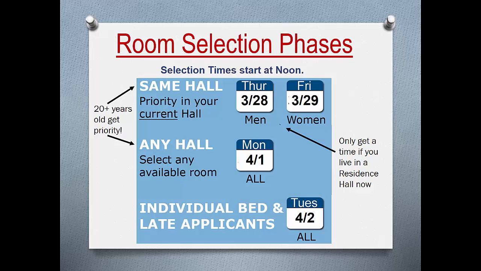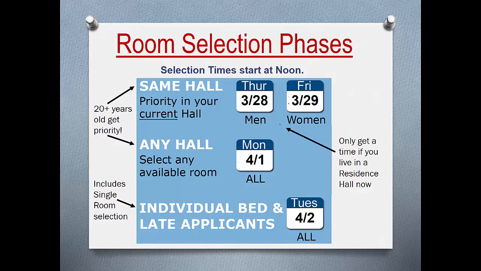If you don't have a roommate or if you forgot to apply for housing by the deadline, you can select a bed in any of the available rooms during this phase. If you told us on the application that you'd like to live in a designated single room, we'll allow you the option to pick that room between 10 a.m. and noon on April 2nd.